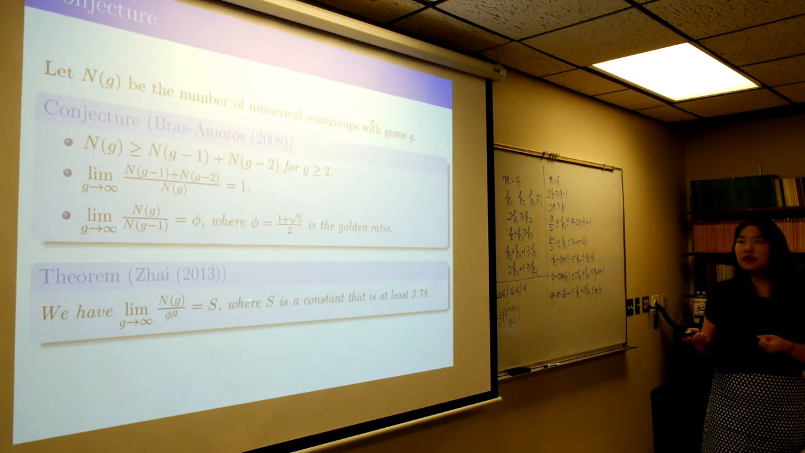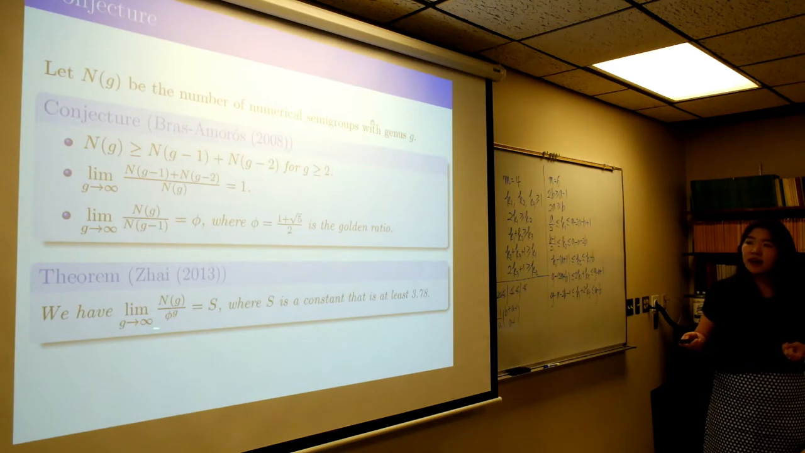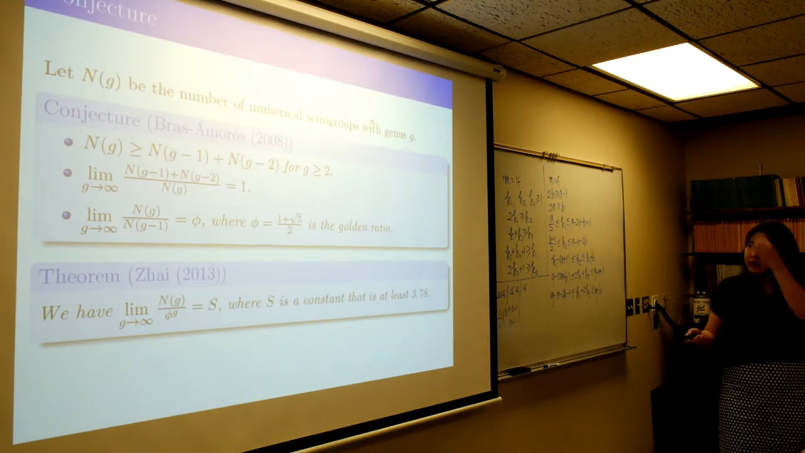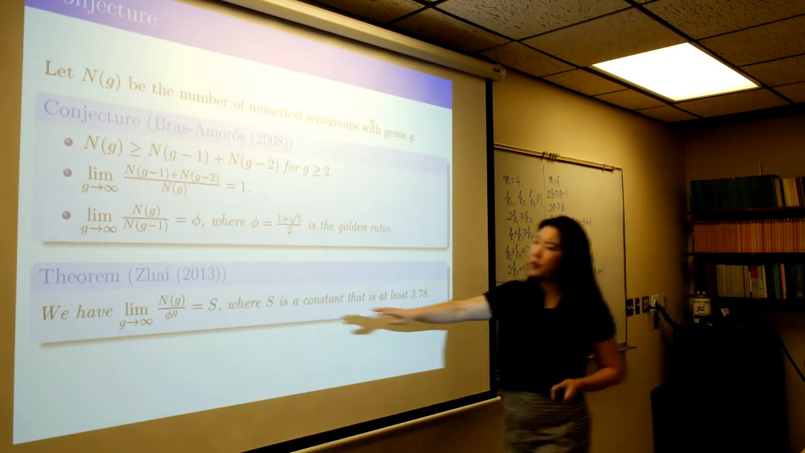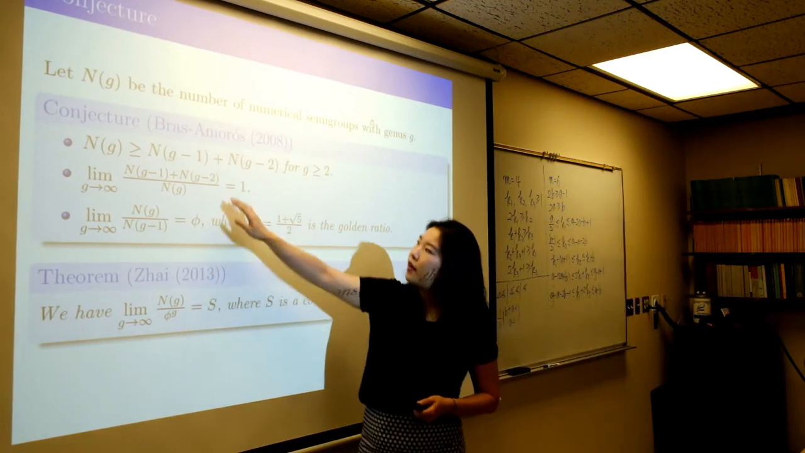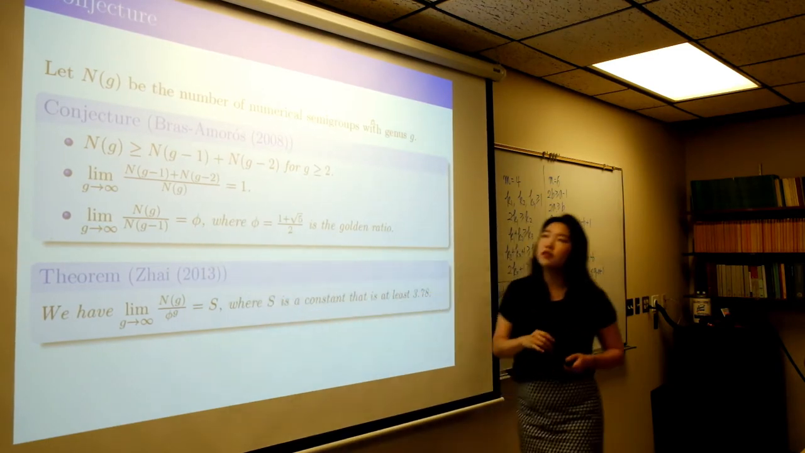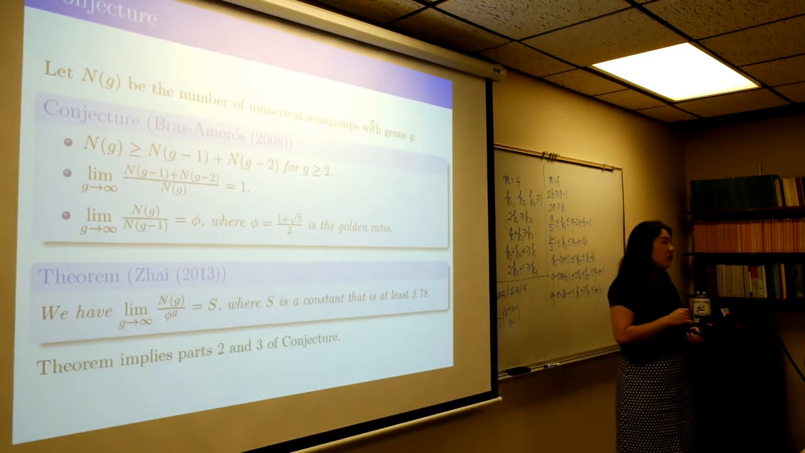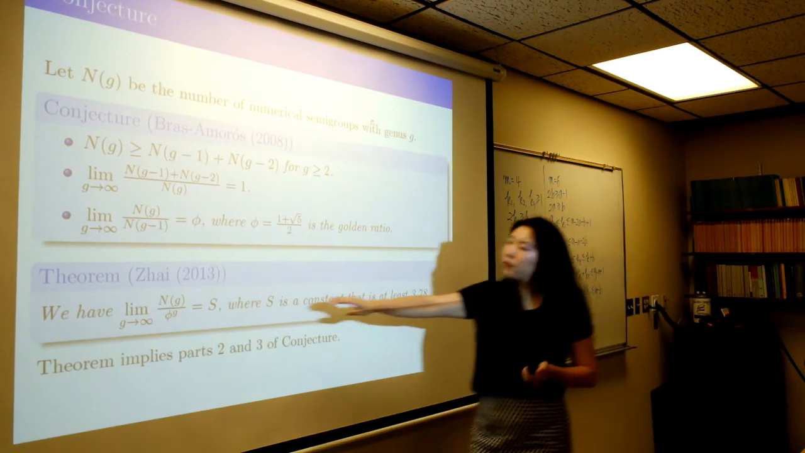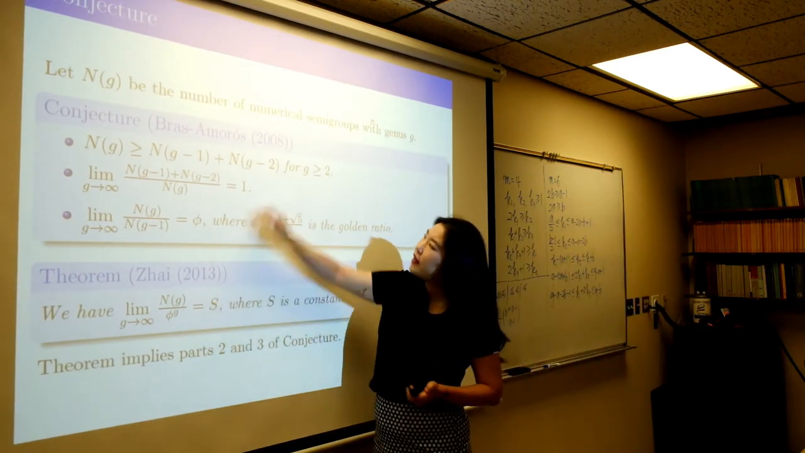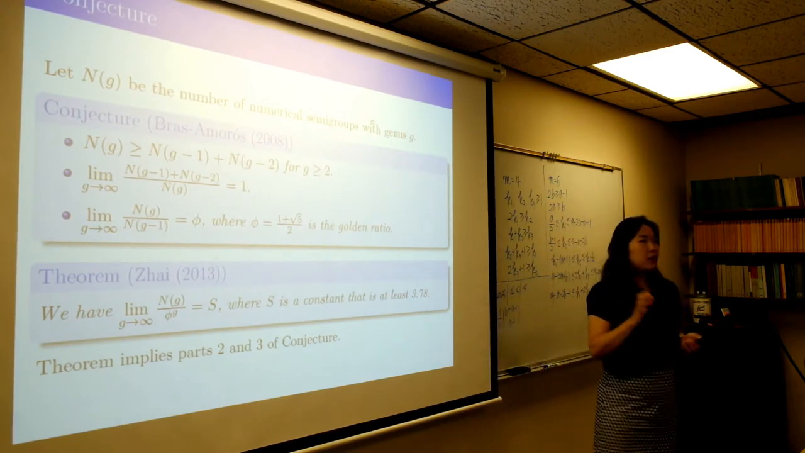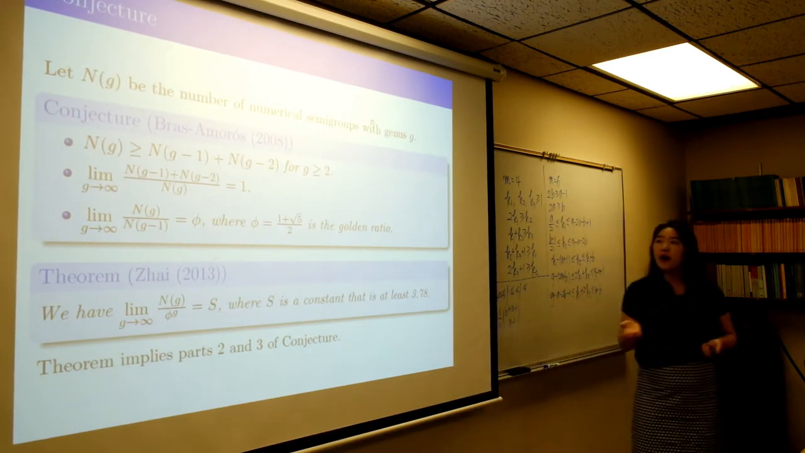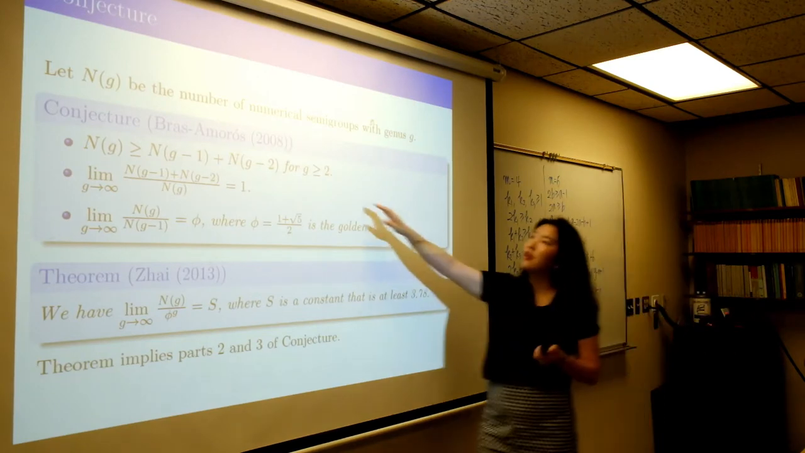In 2013, Zhai proved that this limit is finite, where this constant is at least 3.78. And by looking at this limit, we can imply these two parts of the conjectures. And this implies the first conjecture when g is sufficiently large, but then we do not know what is the lower bound of g satisfying this inequality.